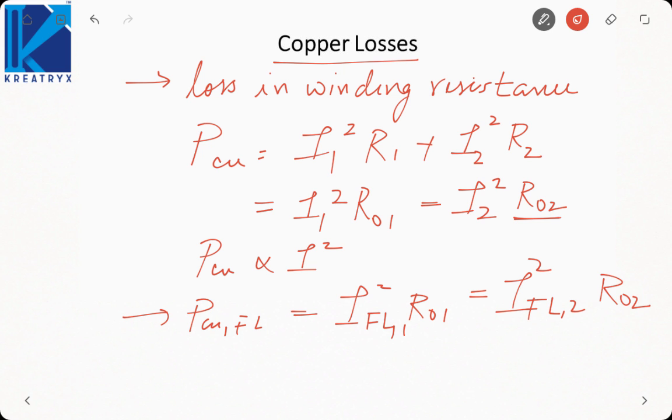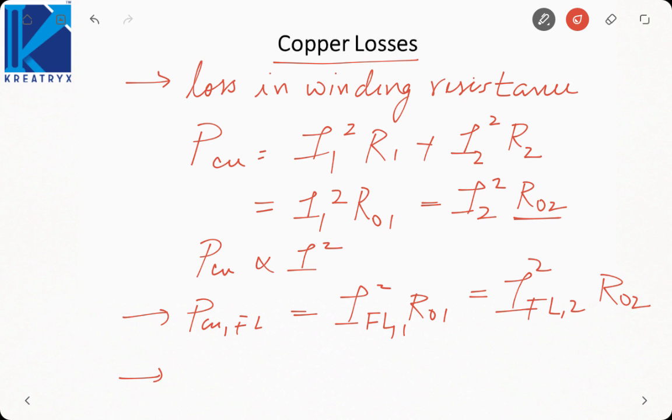Now usually the transformer may not be working at full load. Usually distribution transformers, the transformers that are located near our homes, do not work at full load. Why? Because the load on the transformer varies. In the daytime we may not switch on the tube lights, in the night time we may switch on the tube lights. So the load is variable, hence they do not operate at full load but at a variable load.